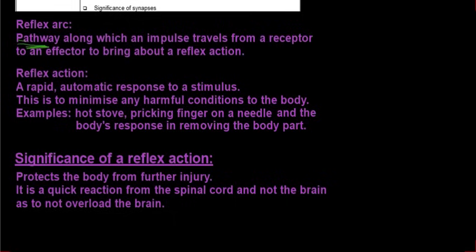That also brings us to the significance of a reflex action. It protects the body from further injury, because you've already touched the hot stove and you've already pricked your finger. So there's already injury, but it prevents further injury from burning your hand further or damaging your finger further. So it is a quick reaction from the spinal cord and not the brain. This is so as not to overload the brain. So this reaction is from the spinal cord.